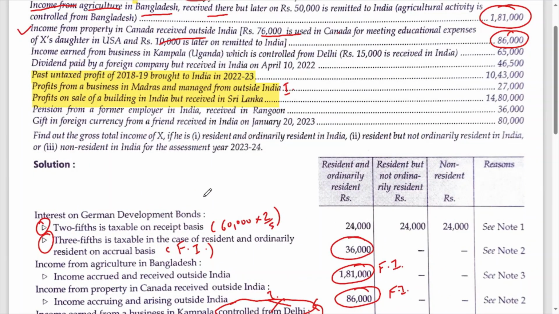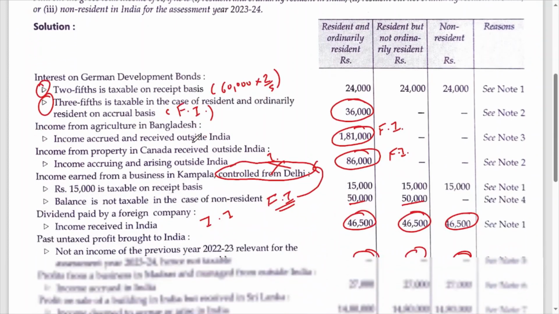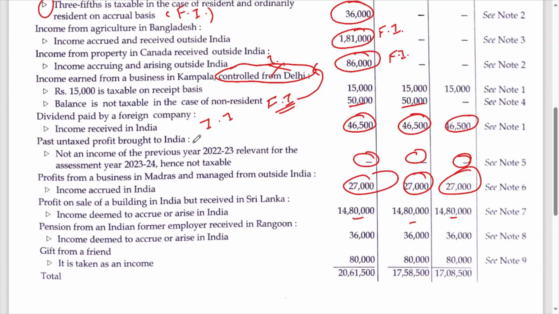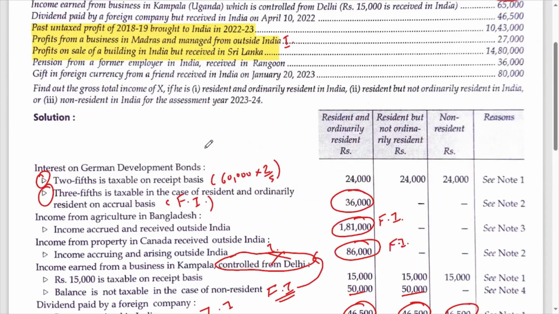Now next one, pension from a former employer in India received in Rangoon. Now pension from an Indian former employer received in Rangoon, income is deemed to accrue or arise in India as it is paid by an Indian person and it is received in Rangoon. So that is why 36,000 is considered as Indian income and it is taxable in all the categories. So once again, pension from a former employer in India and received in Rangoon is an Indian income because it is paid by an employer who is residing in India.